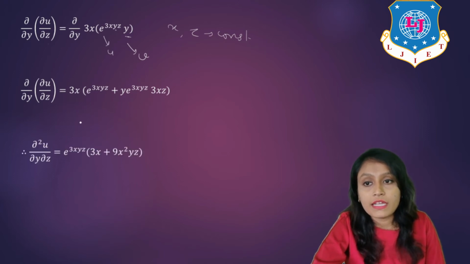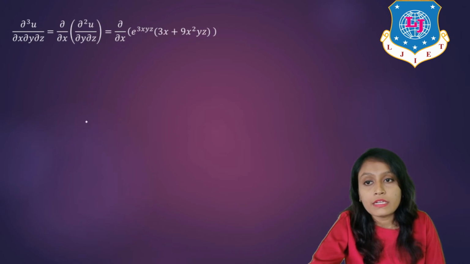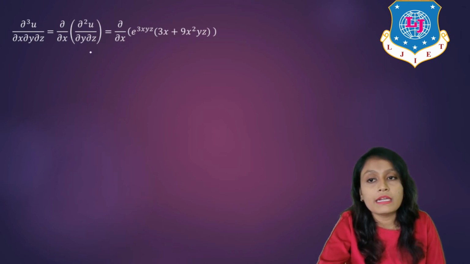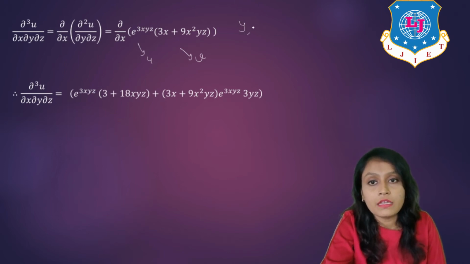Just simplify this. So e raised to 3xyz is taken common. Here we have e raised to 3xyz into (3x + 3 into 3x, which becomes 9x²yz). Now we have to take the derivative of this term, that is ∂²u/∂y∂z, with respect to x. So ∂/∂x of this term. Now consider this term as u and this as v, and then we will apply the uv rule. So e raised to 3xyz as it is, times the derivative of v, that is 3 plus, here we are taking the derivative with respect to x, so y and z will remain constant.